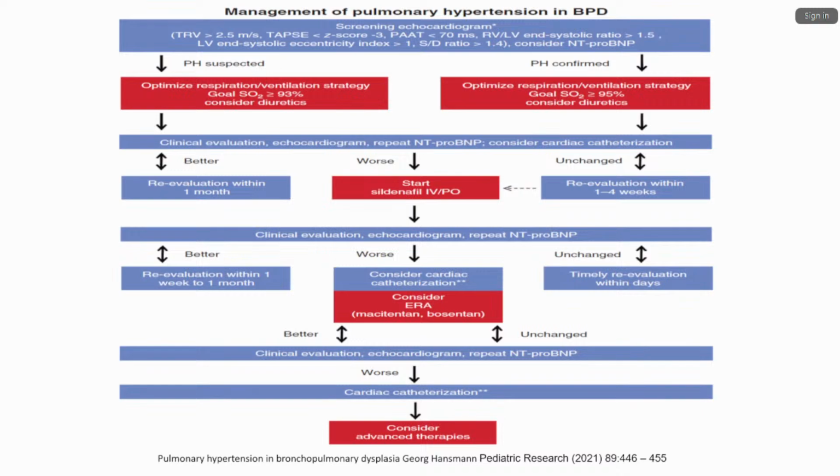If improvement is there, then re-evaluate within 1 month. And if worsening is there, then start sildenafil IV or per oral. Then again do a clinical evaluation, echo, and repeat NT-proBNP. If improvement is there, then re-evaluation within 1 week to 1 month. If no improvement, then consider cardiac catheterization and consider an endothelin receptor antagonist. If improvement is there, then again do clinical evaluation, echocardiography, and NT-proBNP. If worsening happens again, then do a cardiac catheterization and consider advanced therapies.